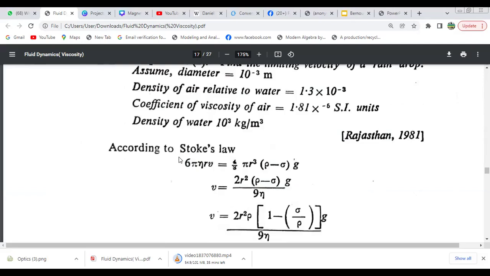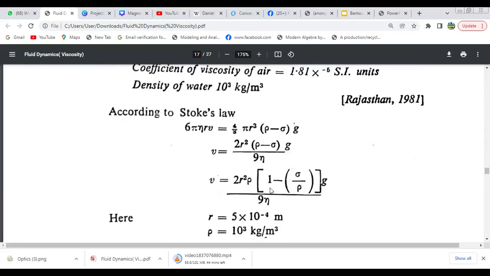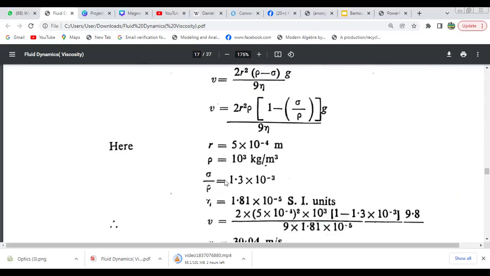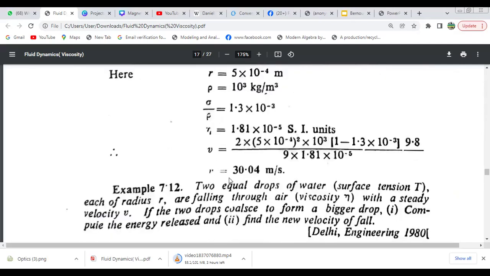Everything is known. So according to Stokes law, 6 pi r eta v equals to this one. So v equals to this, and you can write, actually taking rho common, we get this. Now putting the values, we easily get the radius r equals to 10 to the minus 3 by 2 meter. Velocity will be this many meter per second.